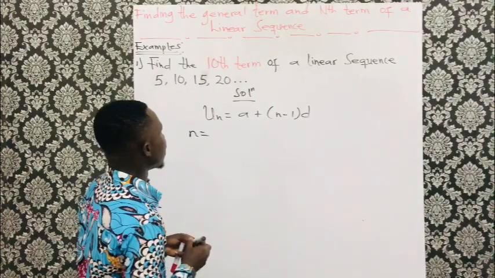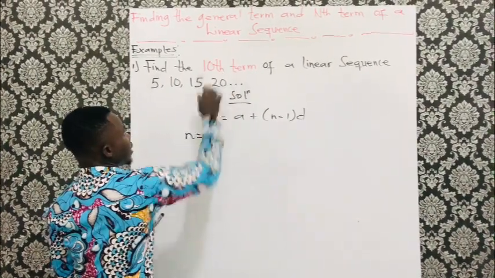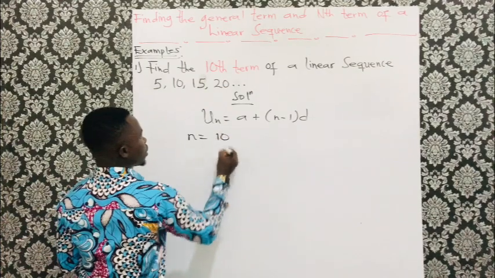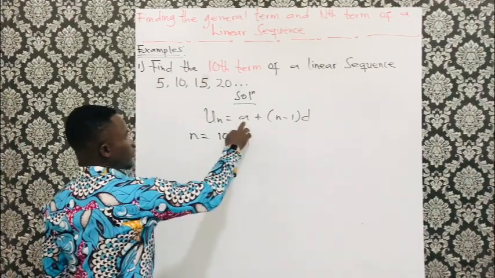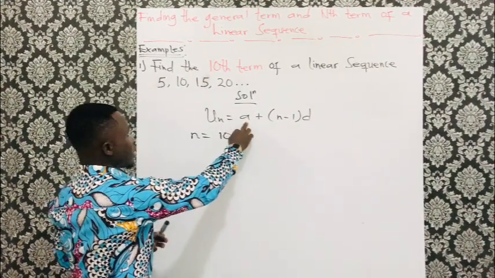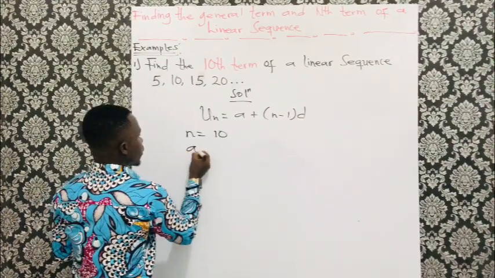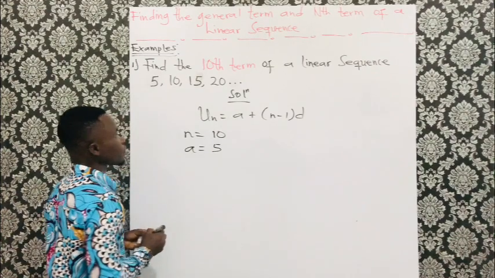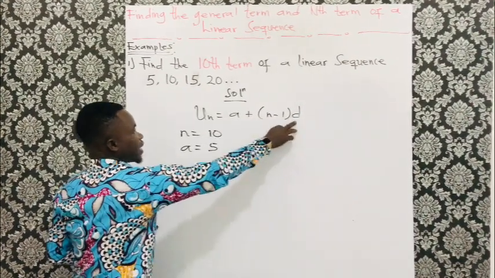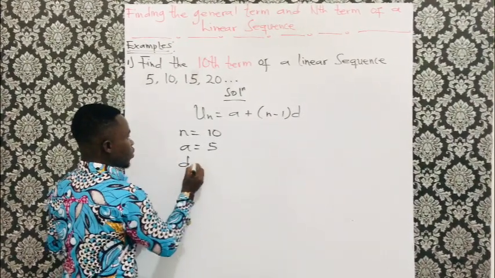So the number of terms given is 10. So we have our n equal to 10. And we also have a, we said a refers to the first term of the sequence. So the first term of the sequence is 5. So we have our a equal to 5. And we also have our d, the d which is the common difference.